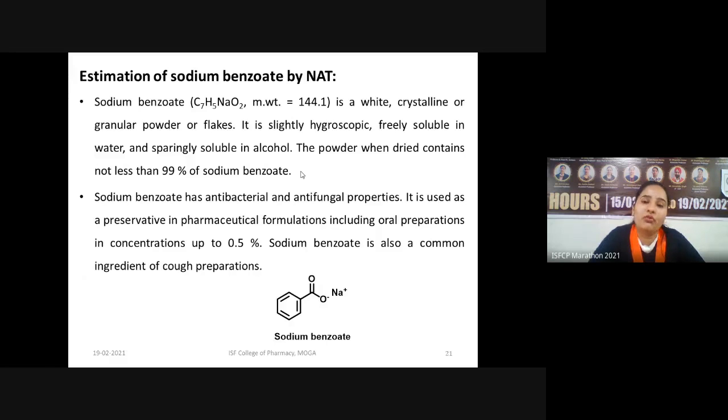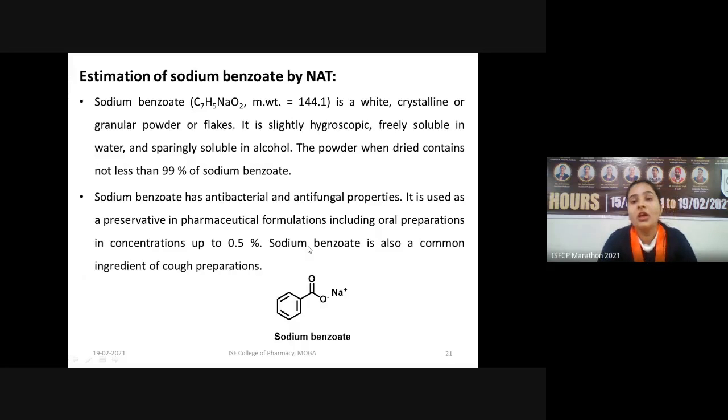It is freely soluble in water because of the presence of this carboxylate group. It is also sparingly soluble in alcohol. Why is it sparingly soluble in alcohol? Because of the presence of this benzene ring, because of the dual character, because of the presence of polar as well as non-polar portions. It is freely soluble in water as well as sparingly soluble in alcohol.